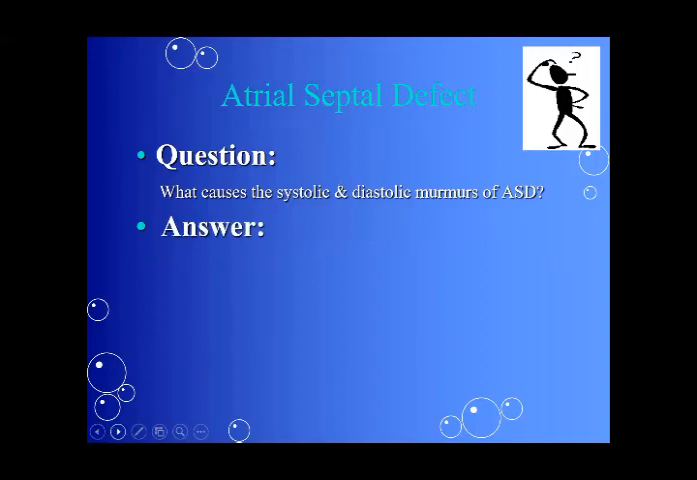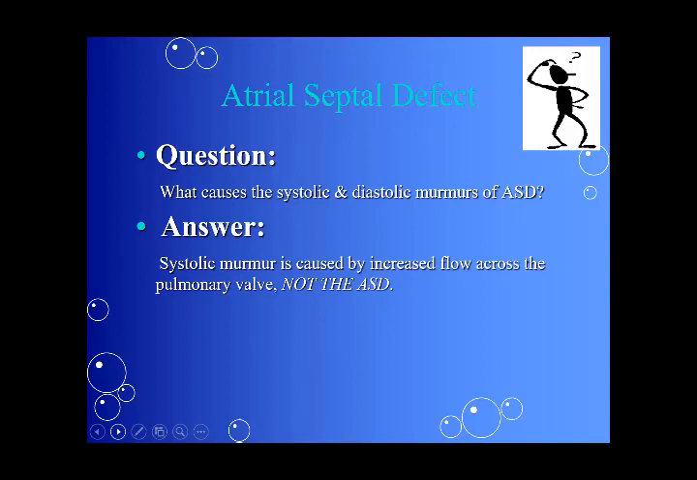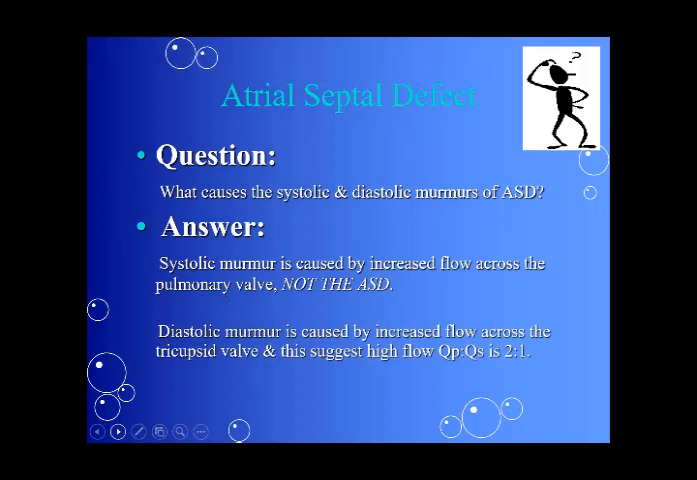You have the systolic murmur because it is caused by the increased flow through the pulmonary valve, and it is not the ASD itself which is causing the murmur. Similarly, the diastolic murmur is due to the increased flow through the tricuspid valve, and this suggests a high flow lesion, that is, increased pulmonary flow.